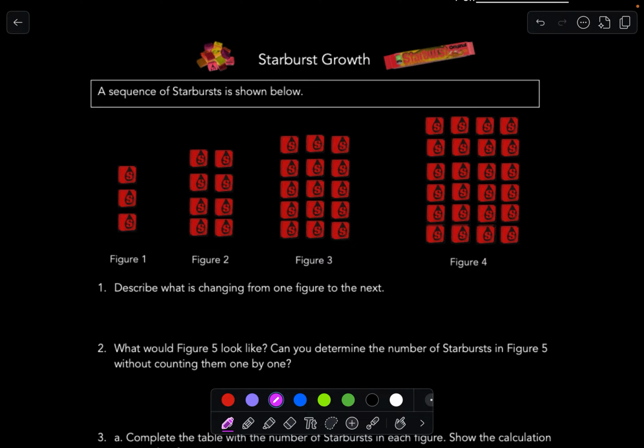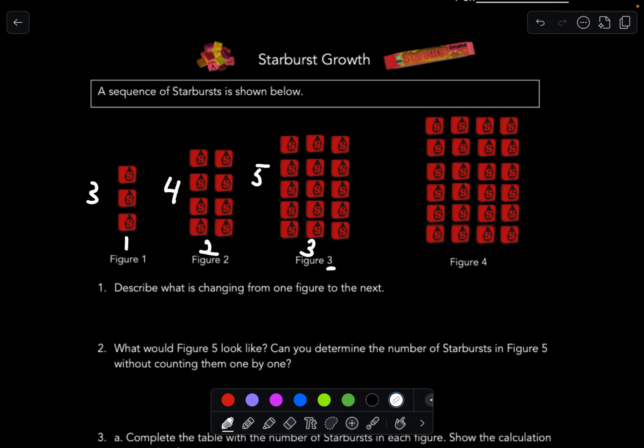The first figure has, so for figure 1, there's 3 starbursts. For figure 2, 3 rows, I should say. For figure 2, there's 1, 2, 3, 4 rows and 2 columns. For figure 3, there are 1, 2, 3, 4, 5 rows and 3 columns. So the number of columns seems to equal n if n is the figure number.